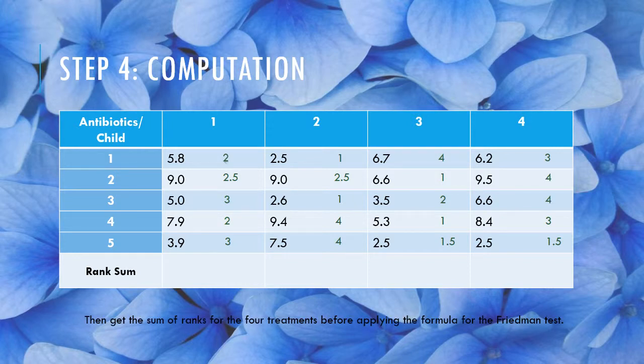Then we need to get the sum of all the ranks for the 4 treatments before applying the formula for the Friedman test. So we have the rank sum for treatment 1 of 12.5, then the rank sum for treatment 2 is 12.5 also. For treatment 3 we have 9.5, and lastly for treatment 4 we have 15.5.